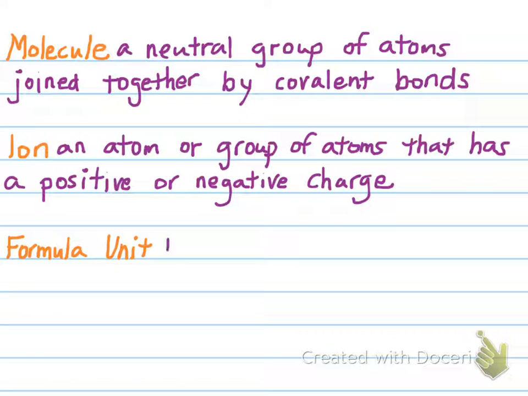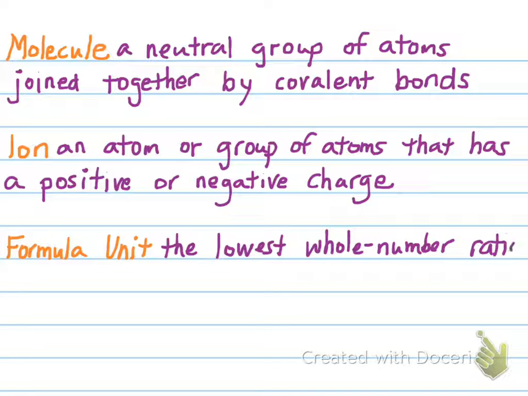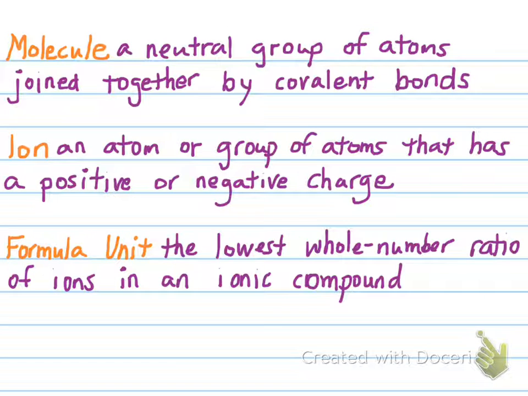A formula unit is defined as the lowest whole number ratio of ions in an ionic compound. Remember, we know something's an ionic compound because it's made of a metal and a nonmetal, or it contains a polyatomic ion.